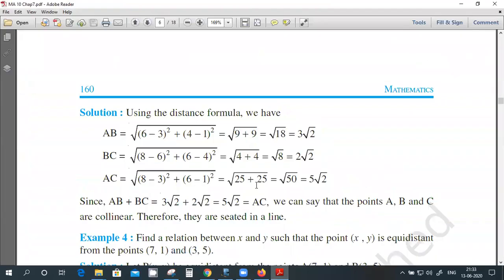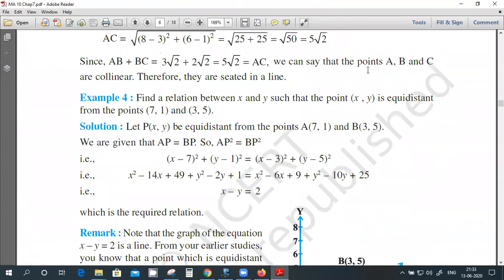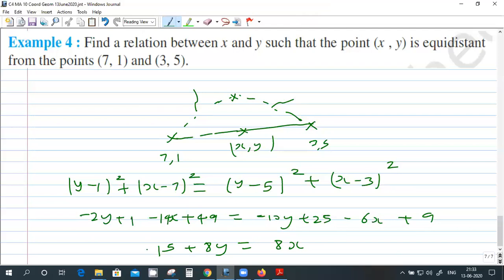Now, one second. Even 1 is there, plus 1. In the last question, plus 1 is there, so it will become 16, right? Yeah, 16 plus 8. So y plus x is 2. No, x minus y is 2. Yeah, x minus y is 2.